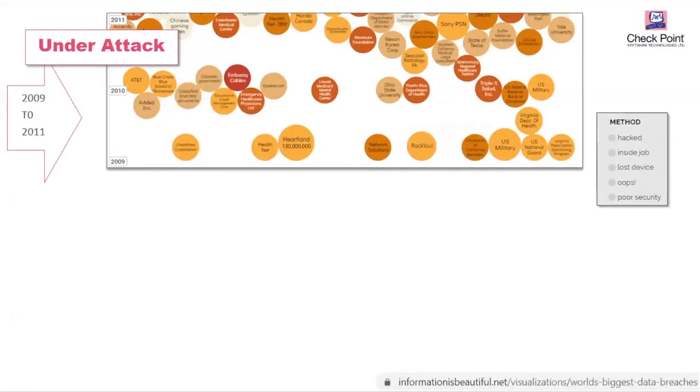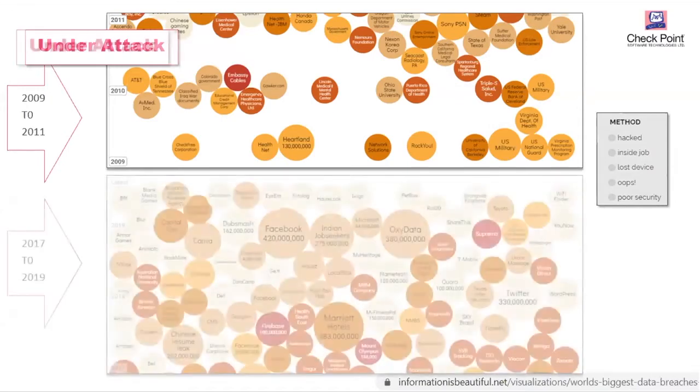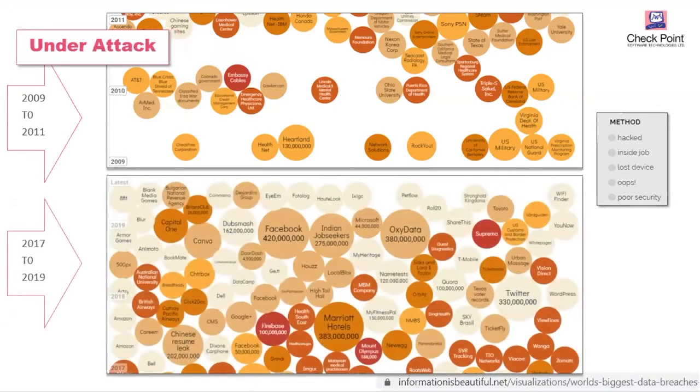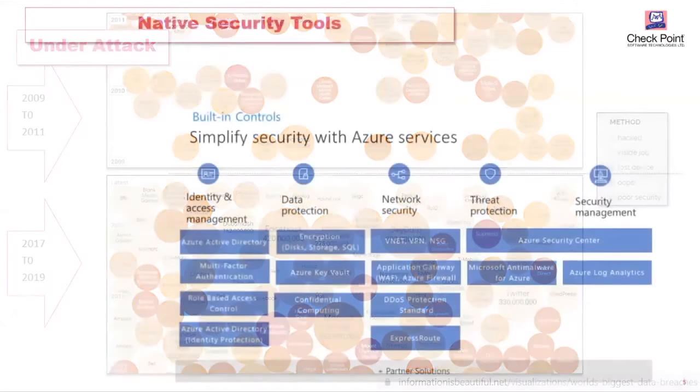Obviously, the number of attacks on networks is not getting any smaller. This is, from Information is Beautiful, a graph of attacks and breaches between 2009 and 2011 compared with the last 2 years. So obviously, they are getting more frequent. They're getting bigger. They're not going away. They're just basically increasing over and over.